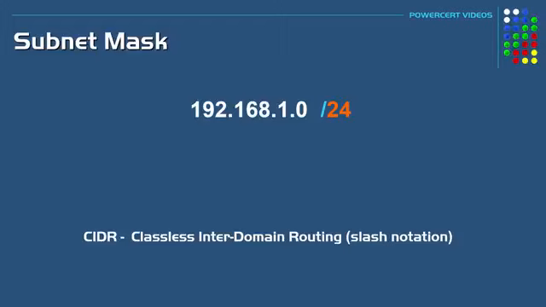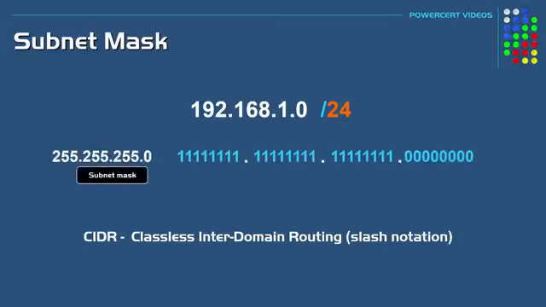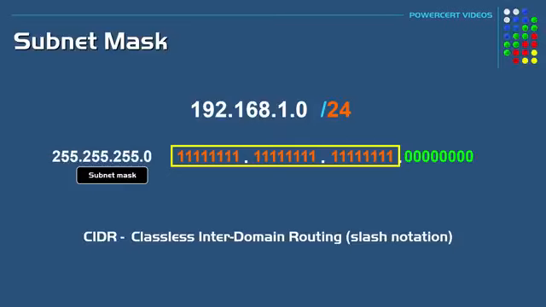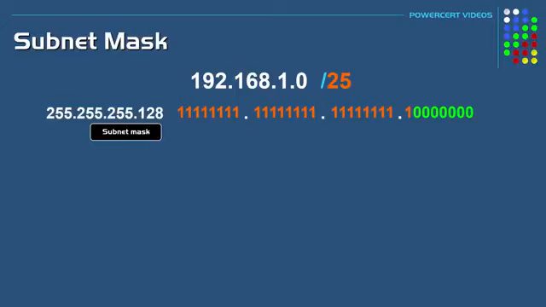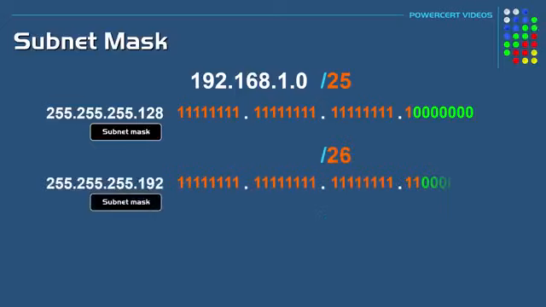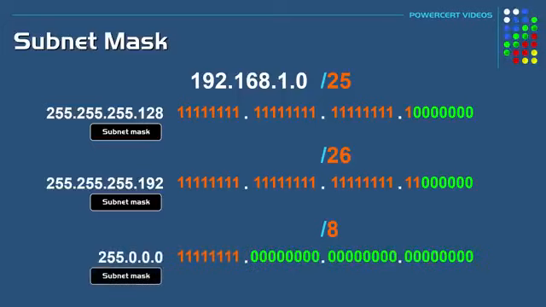So for example, if you see an IP address like this with a CIDR notation of /24, this means that the subnet mask is 24 bits in length, meaning it has 24 ones. If the CIDR notation is /25, this means that the subnet mask is 25 bits in length. Or if it's /26, this means that the subnet mask is 26 bits in length. Or if the CIDR notation is /8, this means that the subnet mask is 8 bits in length.